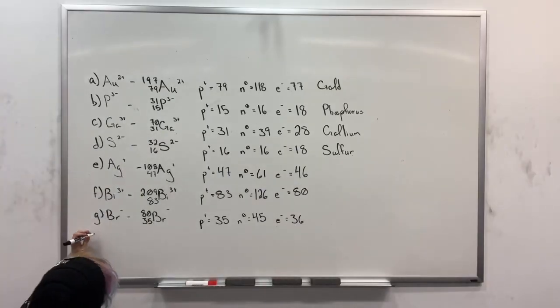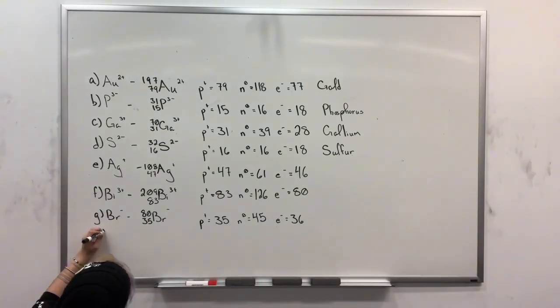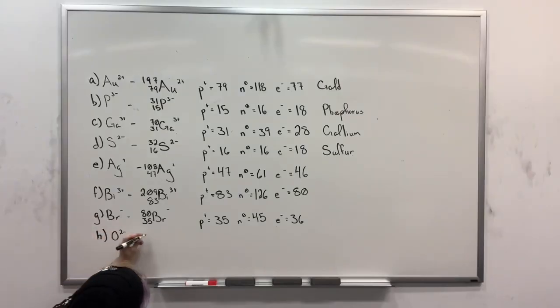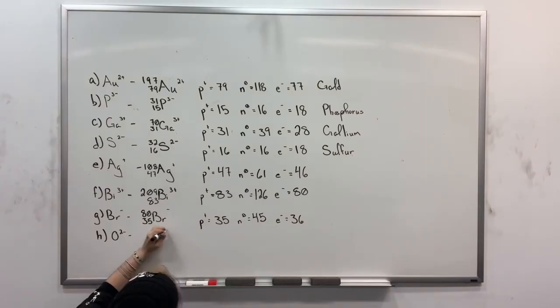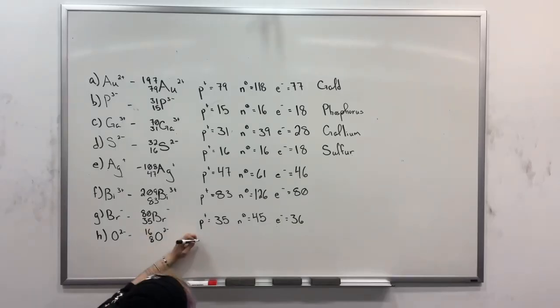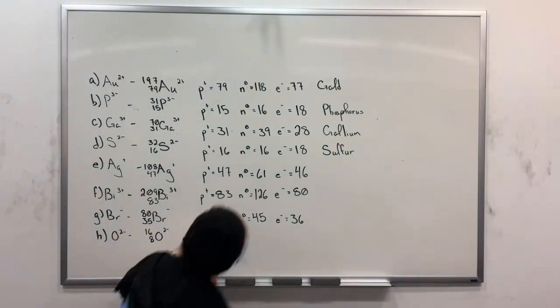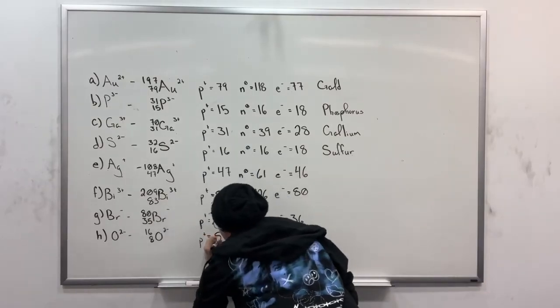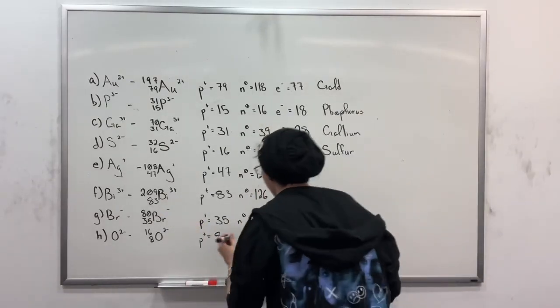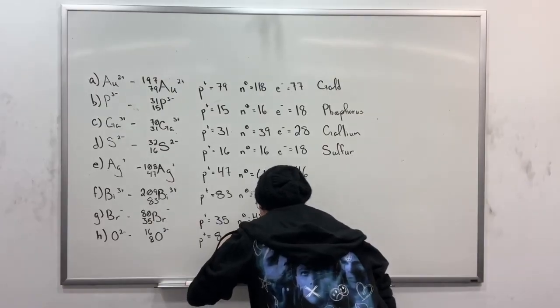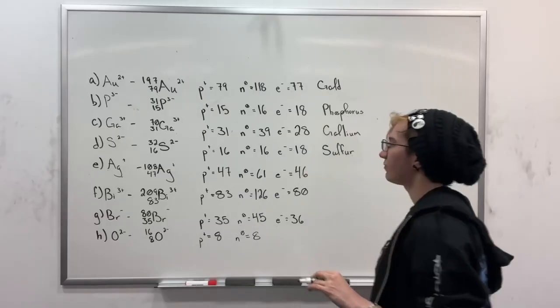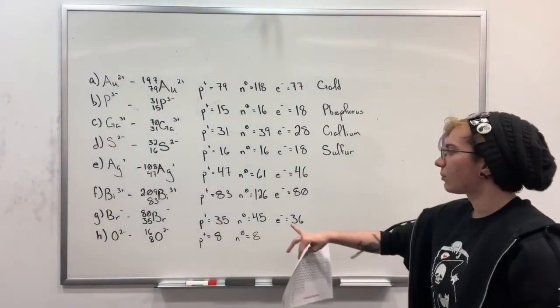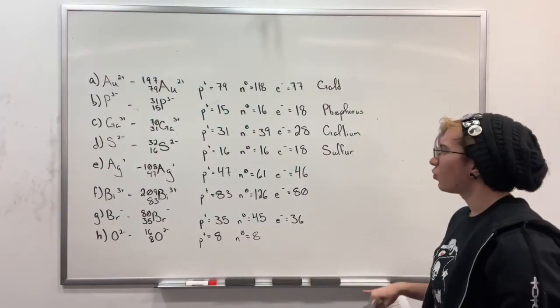Last two. O2 minus. Oxygen has an atomic number of 8, and it has a mass of about 16. So that means we have 8 protons to work with on oxygen. 16 minus 8, we also have 8 neutrons as well. You'll notice with a lot of the elements earlier on in the periodic table, the number of protons and neutrons tends to be equal or close to equal.